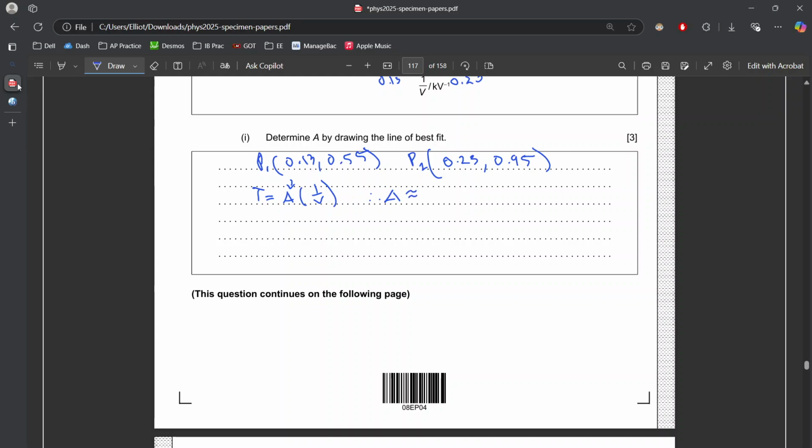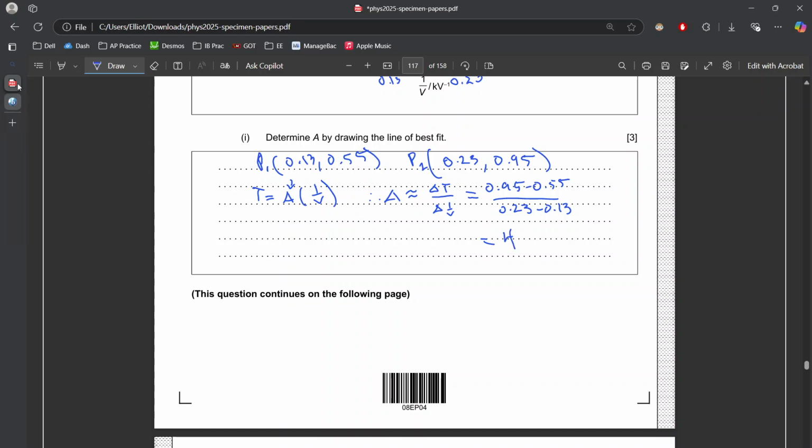or you can say equal to, I don't think IB cares, the change in t over the change in 1 over v, which is going to be equal to 0.95 minus 0.55 over 0.23 minus 0.13, which, if we plug into our calculator, all that divided by 0.1, is going to give us about 4.